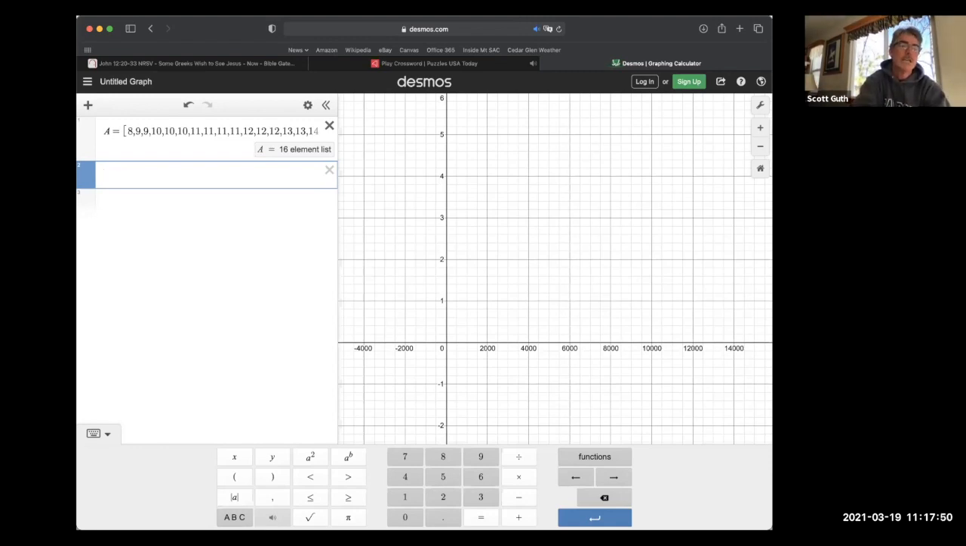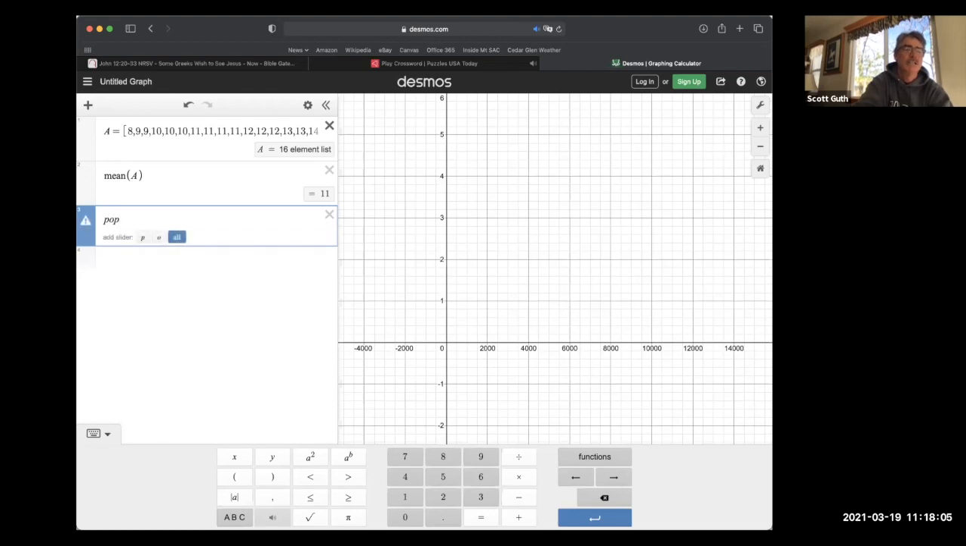Okay, so I just say, what's the mean of A? We already know that it's 11. So that should come up as 11, and it did. The standard deviation is the thing I didn't want to do. I wonder if we could do the population standard deviation. That's my problem.